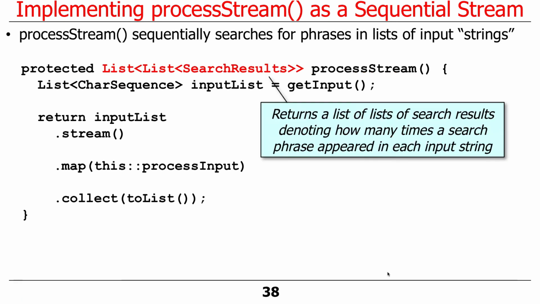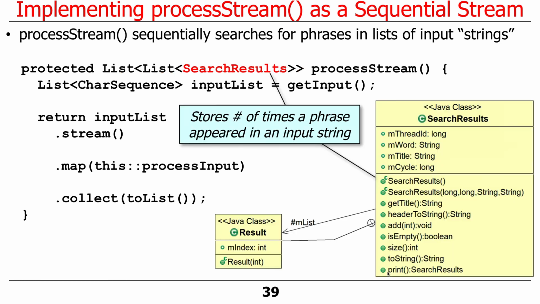The results here, what we're going to get back as a result of this, will be a list of lists of search results. I'll talk about why we have a list of lists later, and I'll also show you how to flatten the list of lists into just a stream of search results, which could be useful at certain points in the processing phase. A search result is basically a data structure. It's a class that stores the number of times a phrase appears in an input string.